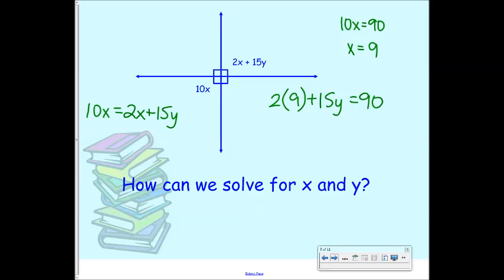So what's 2 times 9? 18 plus 15y equals 90. What would I do first then? Minus 18, 15y equals 72. And then y equals 4 point what? 4.8. Thank you. All right, y equals 4.8. Good. So Danny described that perfectly.